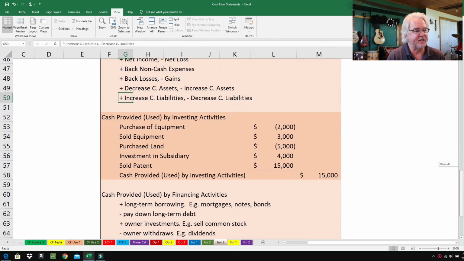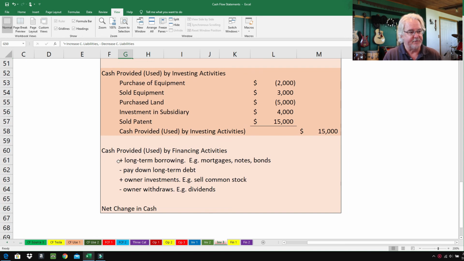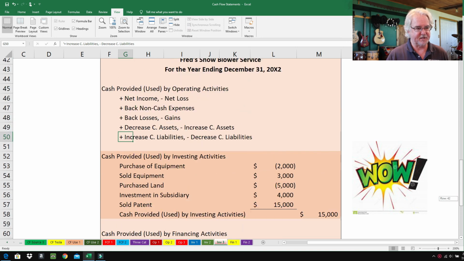And we just did the investing section. And here's the financing section. Financing includes two main categories: long-term debt and transactions with owners. So financing includes long-term borrowing, or paying down debt, and owner investments or owner withdrawals. So there you go, folks. There's the cash flow statement, the investing activities.